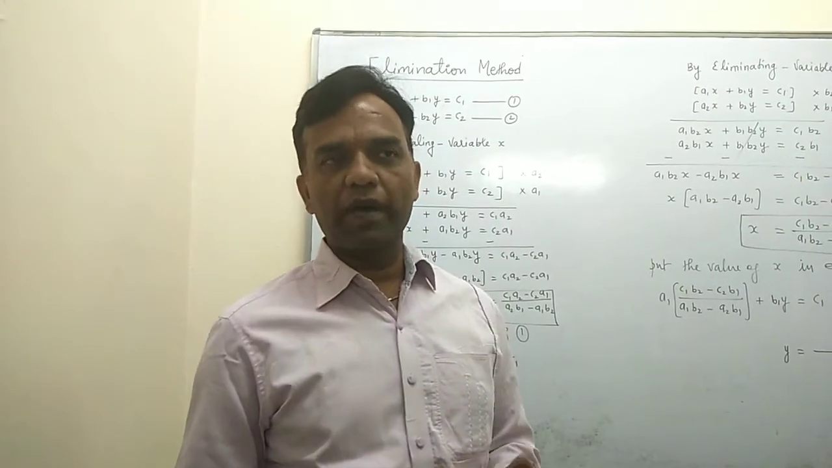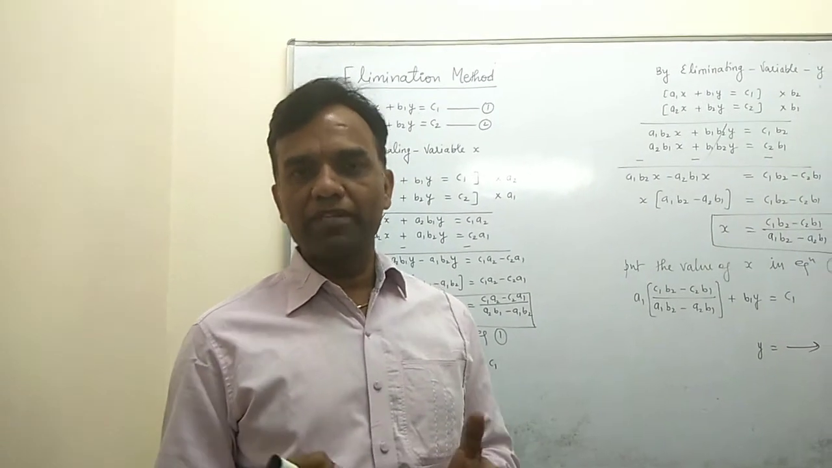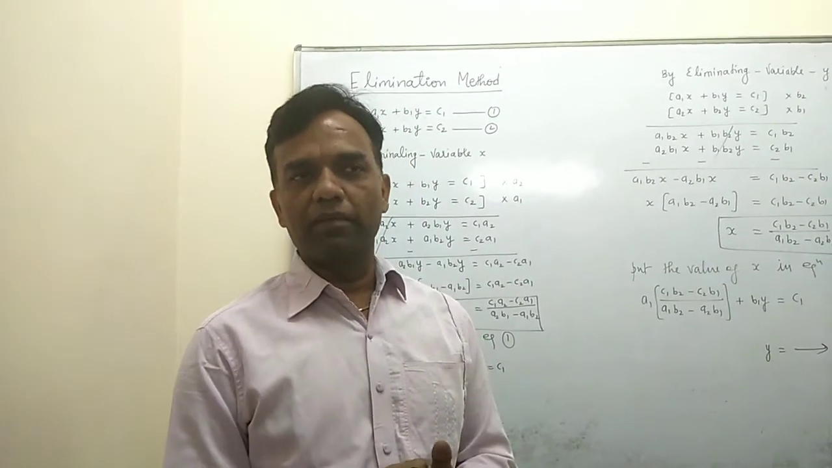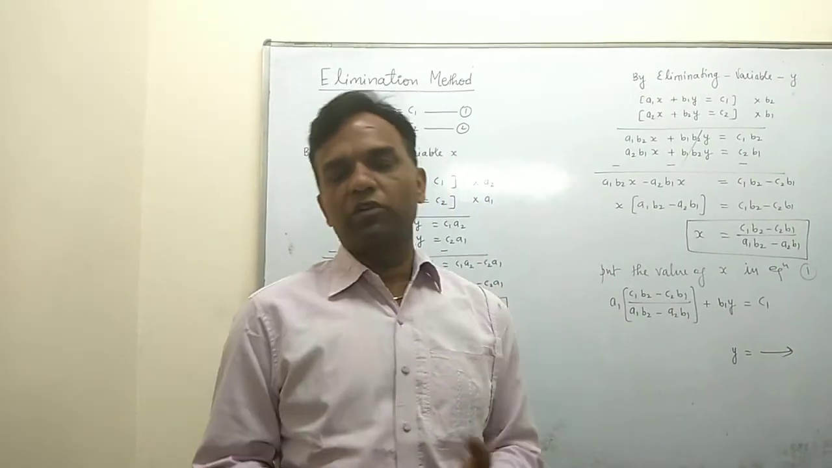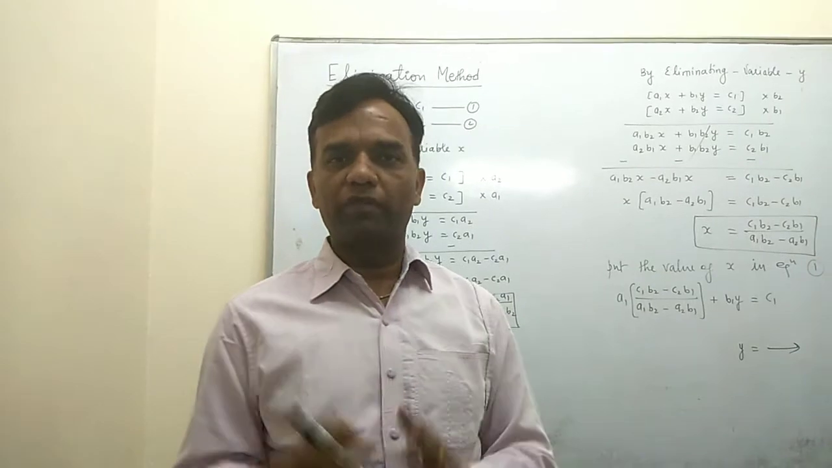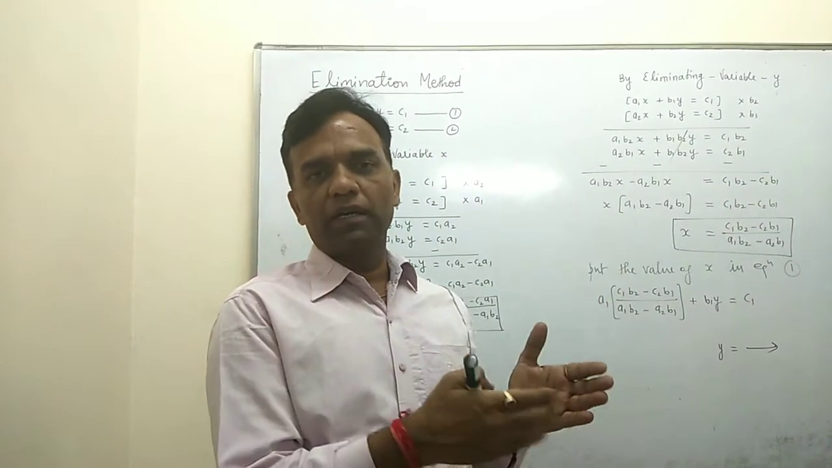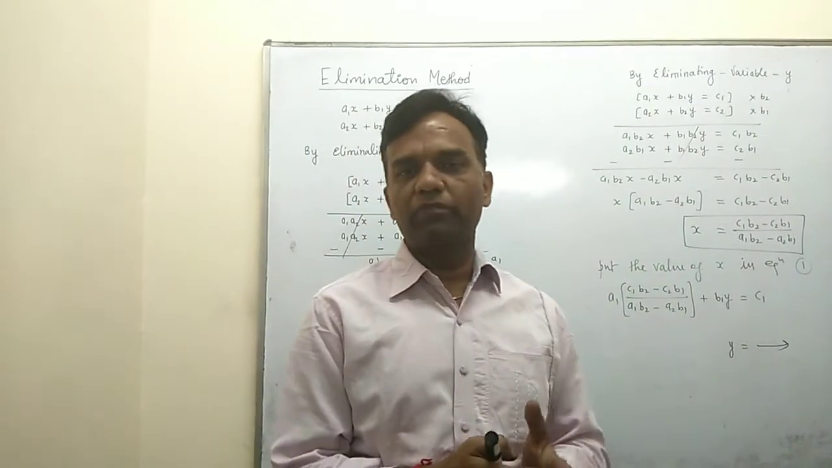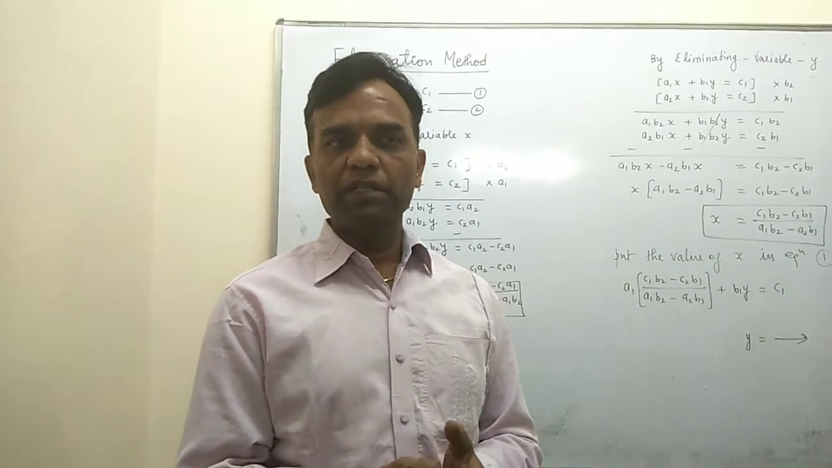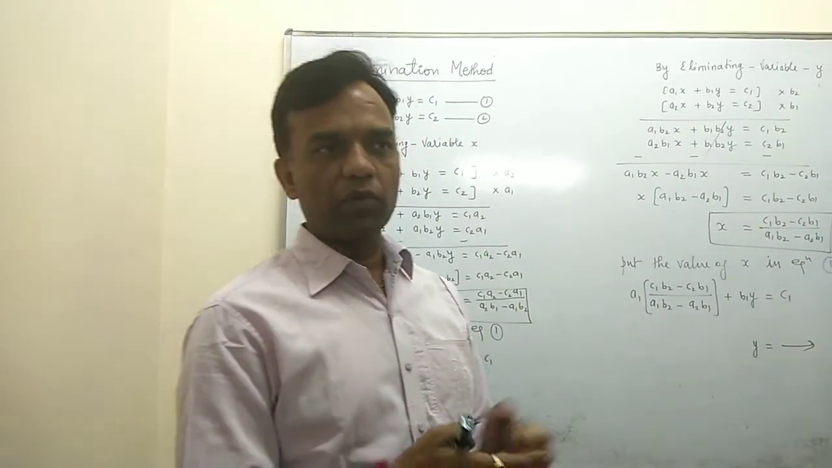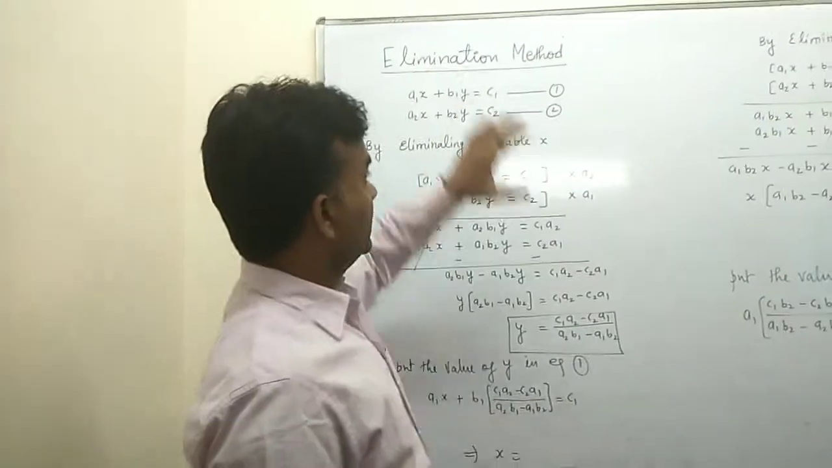So in the previous video I explained the substitution method. Today I explain the elimination method. The elimination method is very easy because the concept is the same for all the methods: first, you convert your two-variable linear equation into one variable. In the substitution method we do the same. There we find the value of one variable and put it in the second equation, then the whole equation converts into one variable.